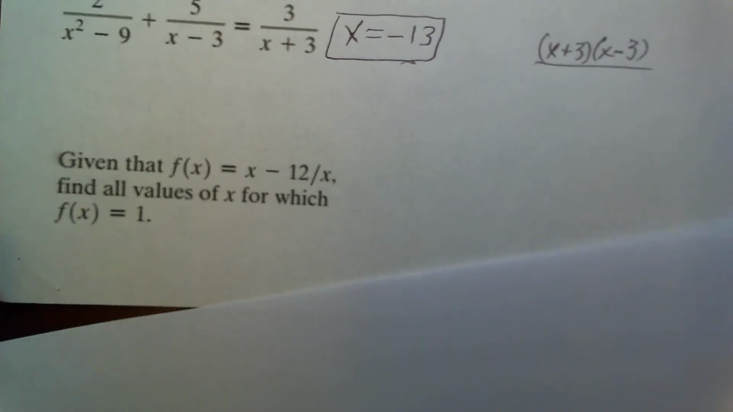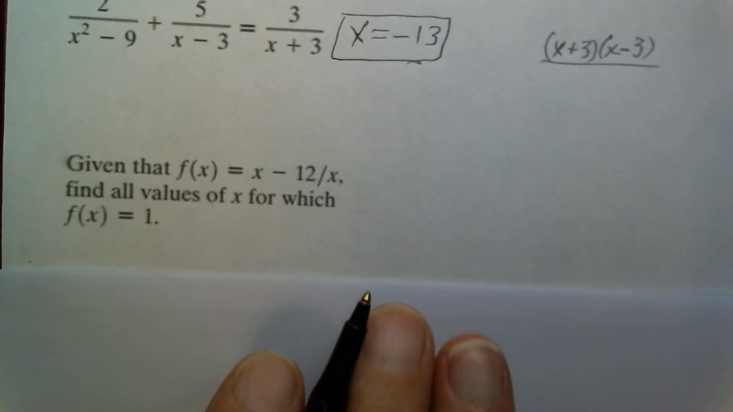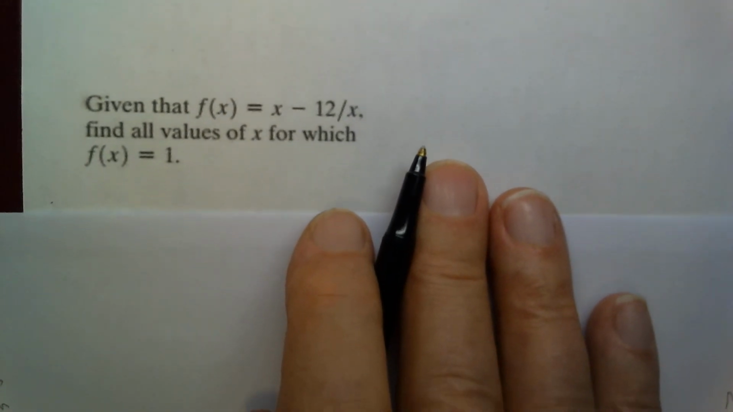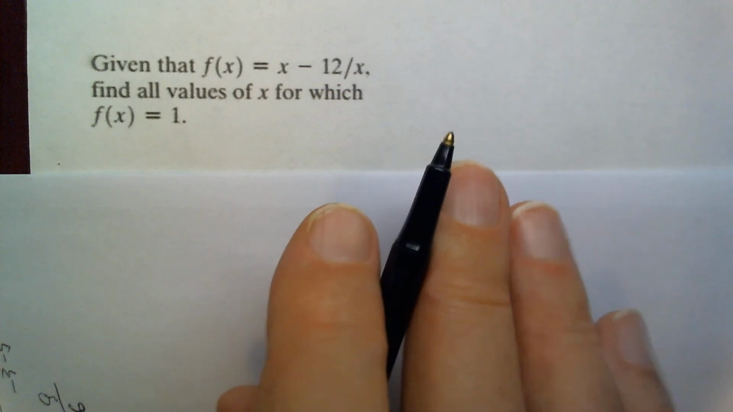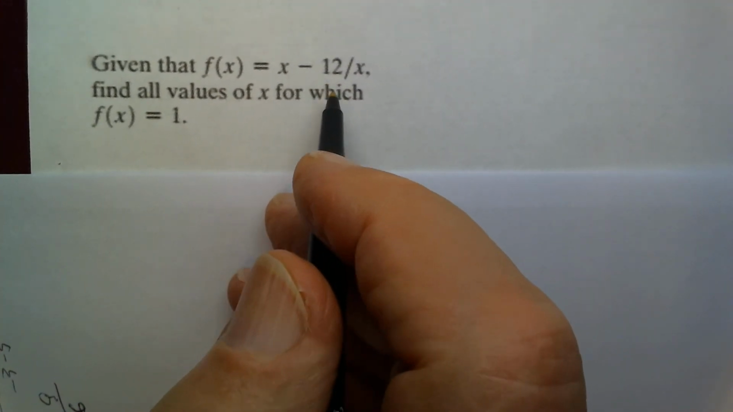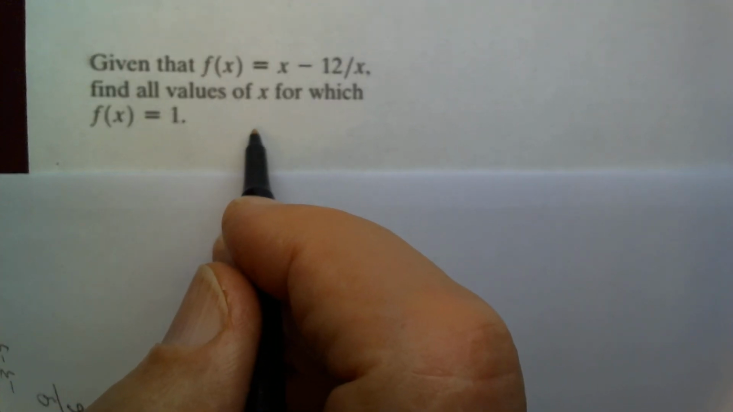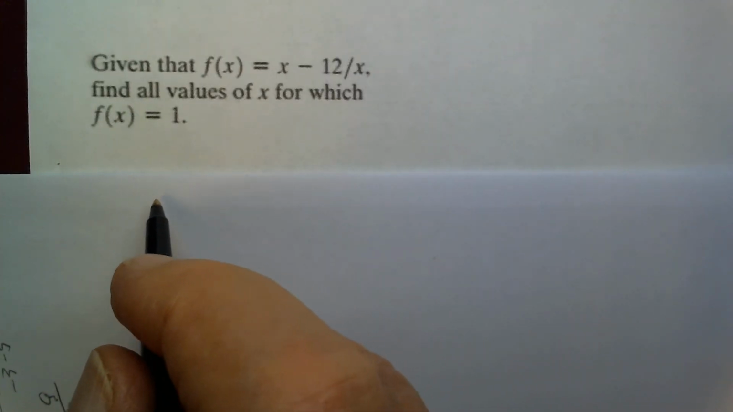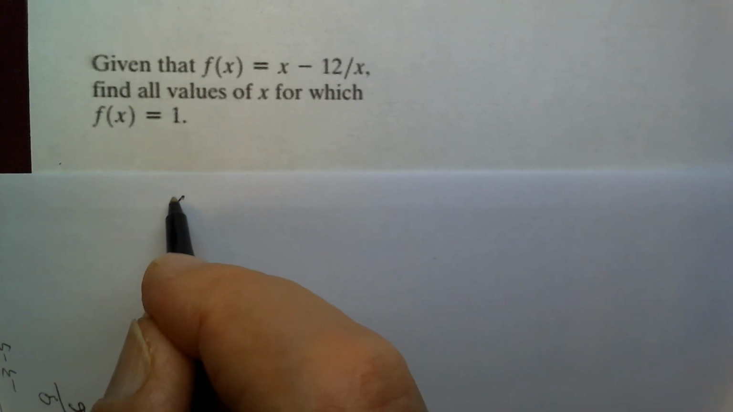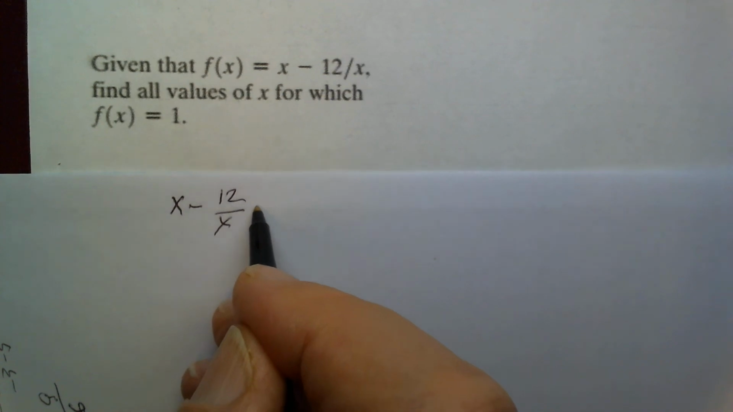Last, let's look at the following statement. Given that f of x equals x minus 12 divided by x, find all values of x for which f of x equals 1. So in other words, we are looking for x minus 12 divided by x equals 1.